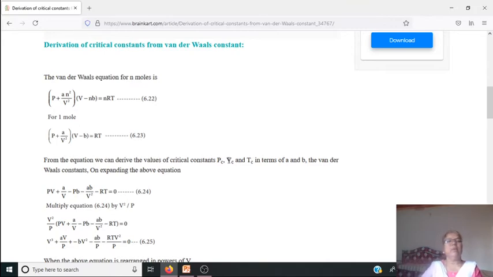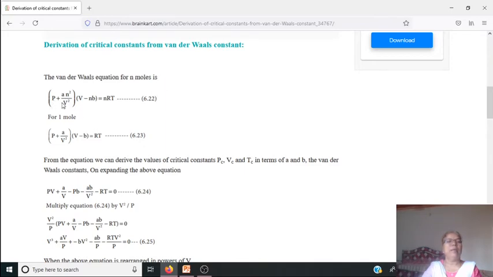Let us begin with the relationship between van der Waals constant and critical constant, also called the derivation of critical constants from van der Waals constant, and we derive the relationship depending on the van der Waals equation. It holds good at the critical temperature. Okay, so at first all of you know the van der Waals equation for n moles.